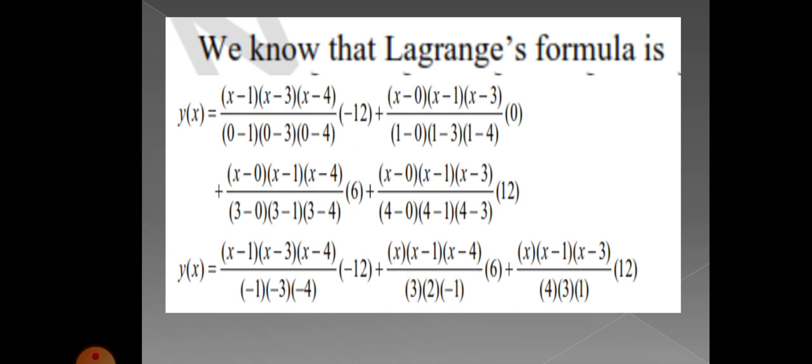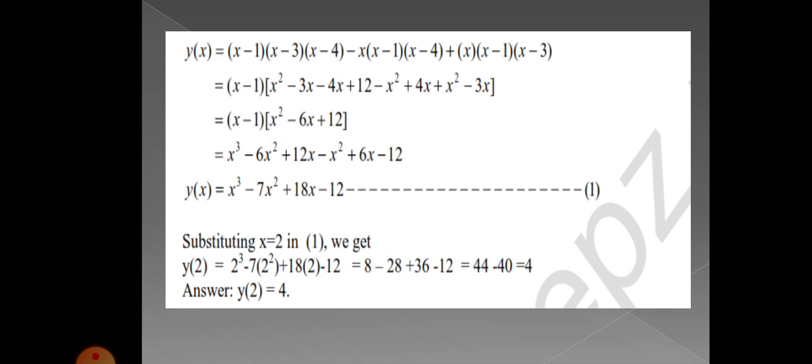First, you have to create a polynomial. So using the given values, I've created it, and after that I'm getting a 3-degree polynomial as x cube minus 6x square plus 12x minus x square plus 6x minus 12. This is the value I obtained. After simplifying, I'm getting x cube minus 7x square plus 18x minus 12. What is the question they asked? What is the value of y of 2? So instead of x, I have to apply 2 there. Finally, you're getting the answer as 4. So y of 2 is equal to 4.